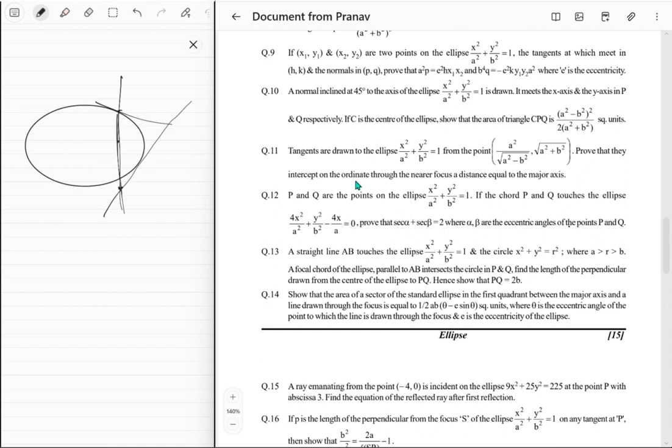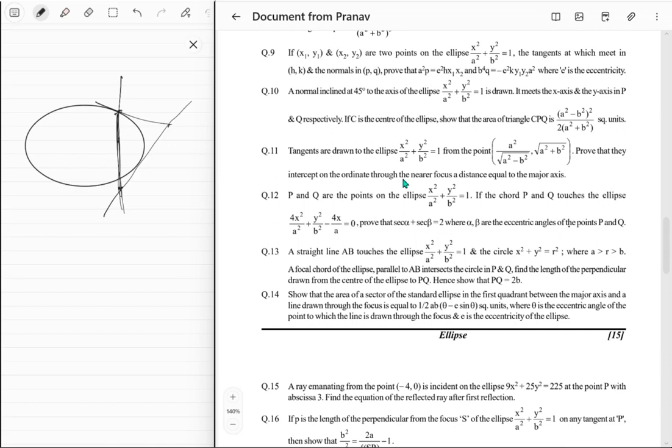Okay, but this is just some point which we don't even know. Does it actually sit on this? Doesn't look like that to me. It would be like a squared upon a squared plus b squared, and then you got this guy squared. Oh god, no. I don't think it sits on that, right? At least it doesn't look like that to me. Okay, we have to prove that the intercept on the ordinate through the near focus is a distance equal to the major axis, right? So this whole thing is equal to a. That's okay. Let's just figure it out.